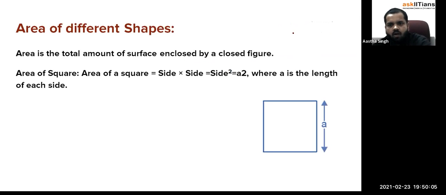Okay, so now the area of different shapes. Till now we have calculated perimeter. Now we are discussing area. The area of a square is given by side into side, side squared, so A squared. If your square ABCD is there, with each side A, all sides are equal.